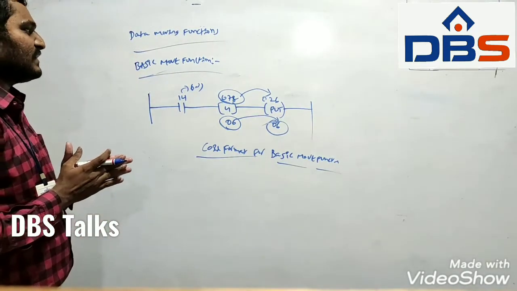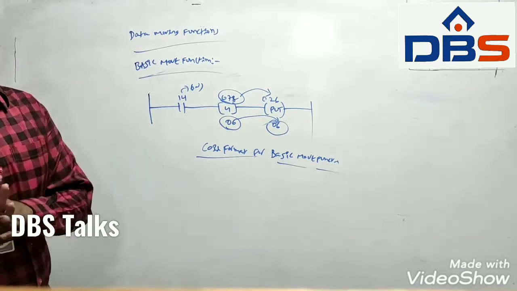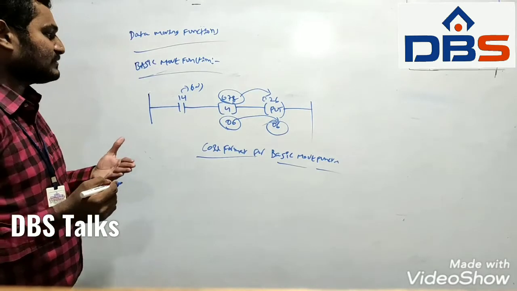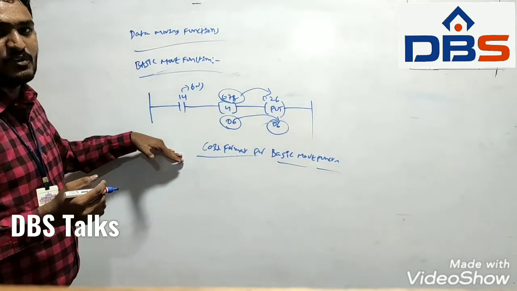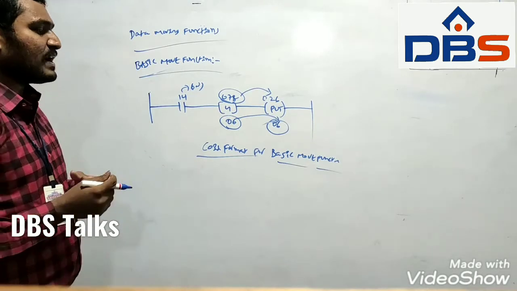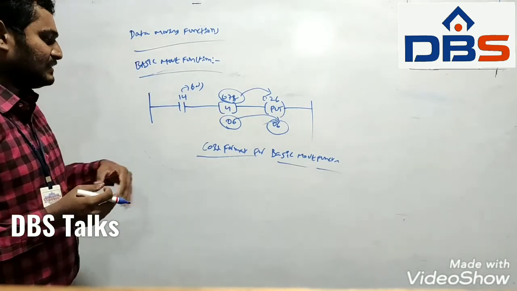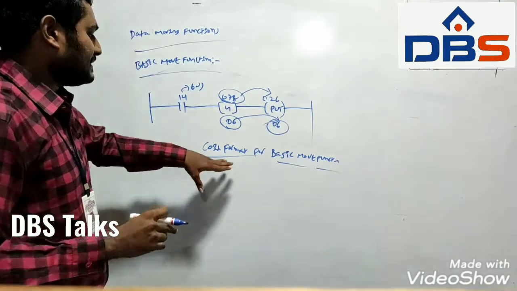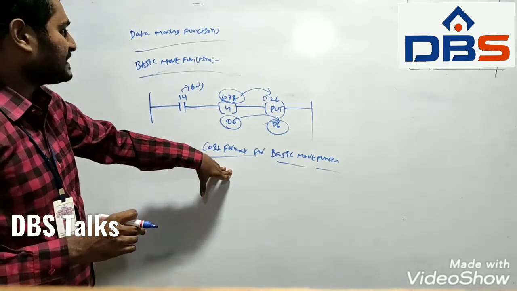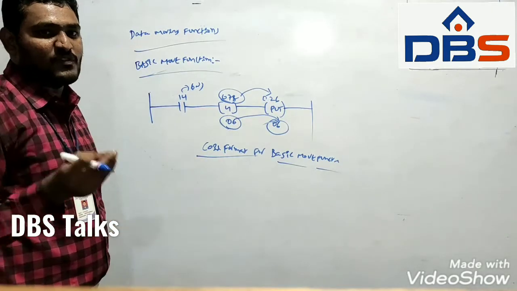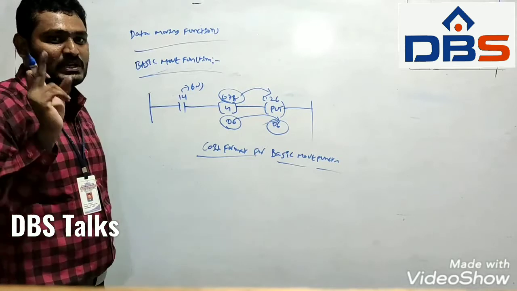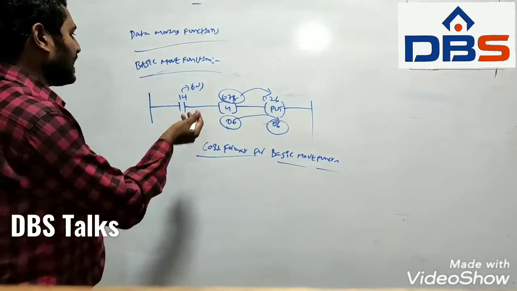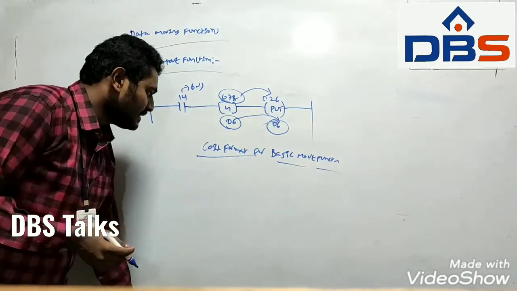Actually, the coil format used for the basic move function is to interlock the move function. Whenever we have one or more move functions, we have to use the coil format for the basic move function, because this coil format does not energize two or more coils of the basic move function. That means if you have two move functions but only one desired function, we have to eliminate one move function. So that is why we are using the basic move function.